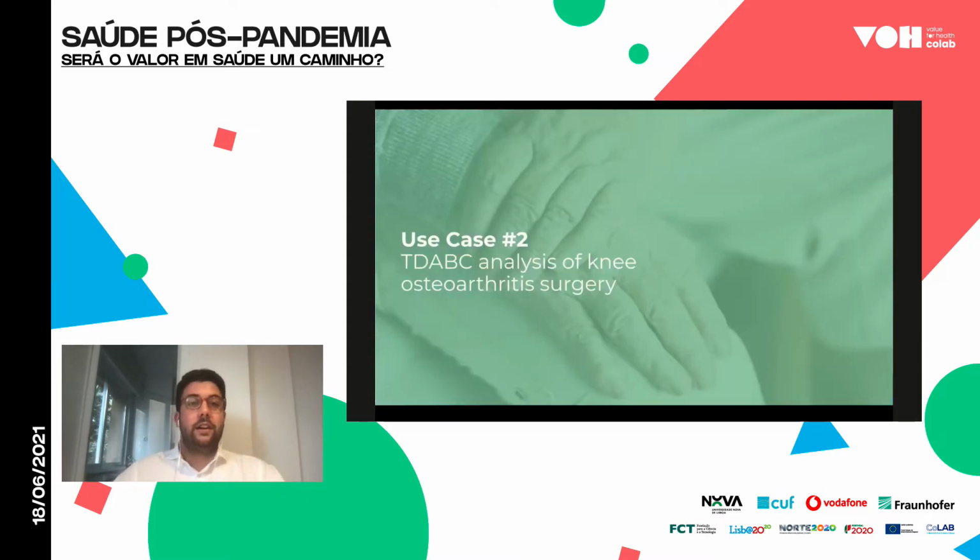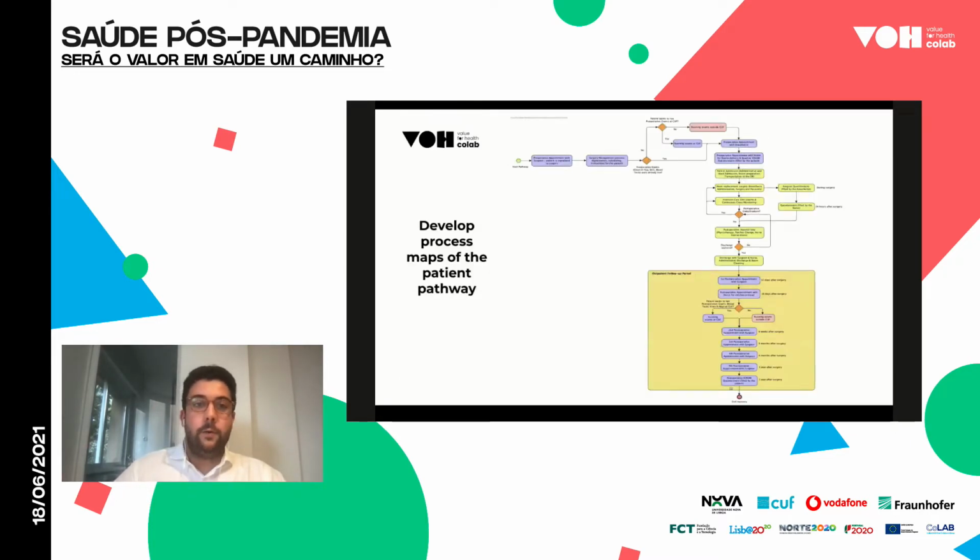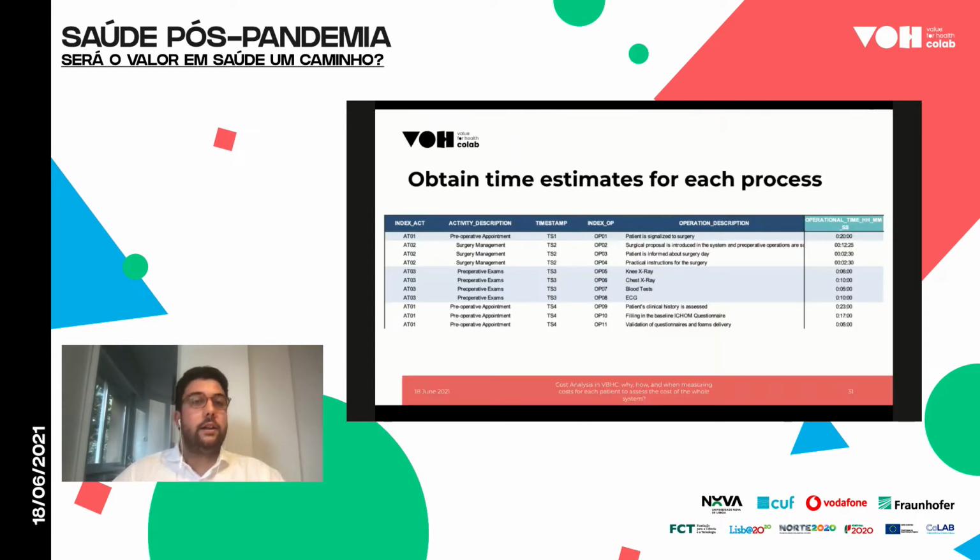And then we conducted a very similar analysis, but this time in Portuguese private hospitals, CUF, for knee osteoarthritis, which is a difficult word, surgery. And in this case, we didn't select the medical condition because the two hospitals were already collecting the outcomes for this procedure, and they asked us to conduct a cost analysis and a TDABC analysis, and we did that. So we had to design not one, but two patient pathways and obtain the time estimates for each process again.